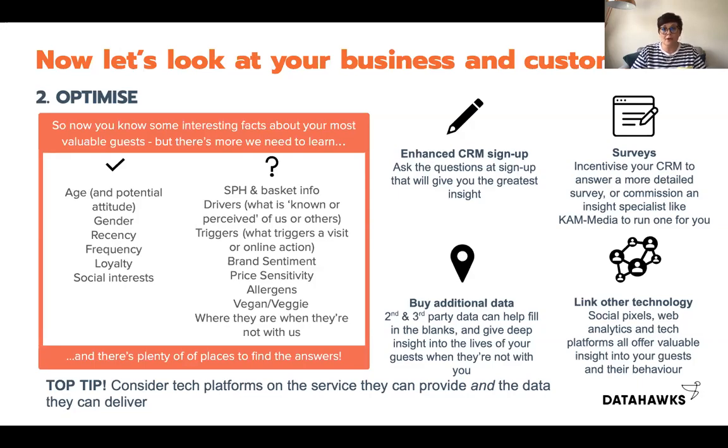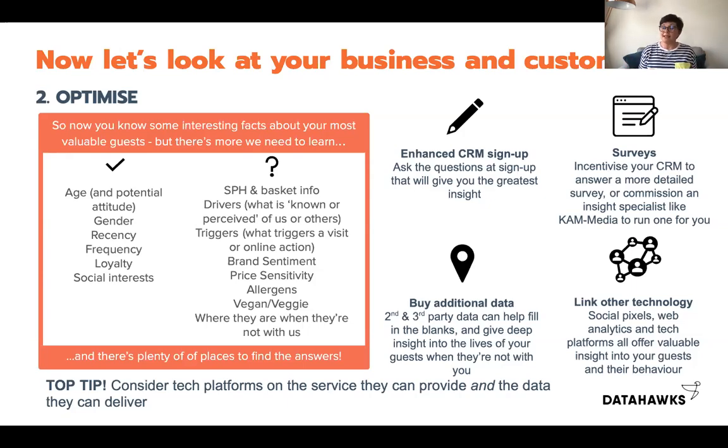But what we don't know are things like how much they're spending with us or the things that they're buying. And we don't know what their drivers are. So these are the things that they perceive about your brand, that it's fresh or that it's luxury or whatever it is. And we also don't know the triggers that are driving them to visit us. And that could be as simple as the point of sale that they walk past or the length of your queue. But these are the things that make them choose your brand over another.